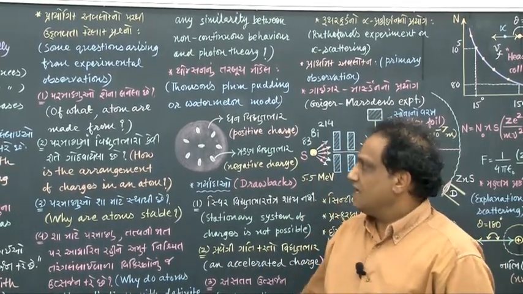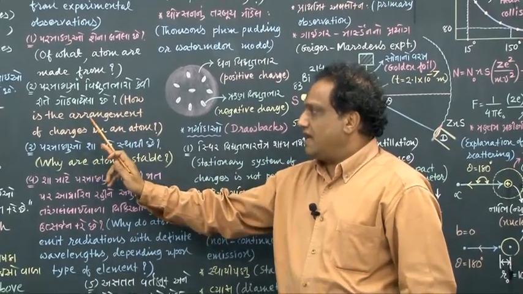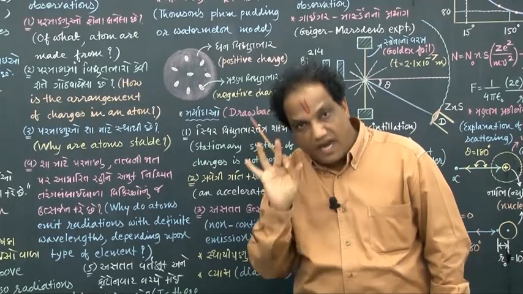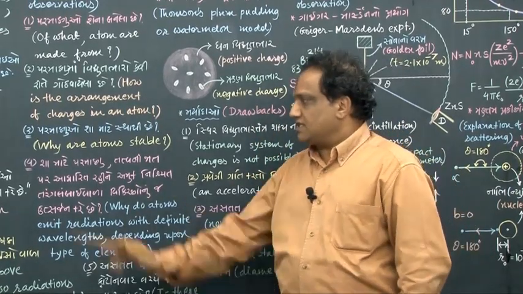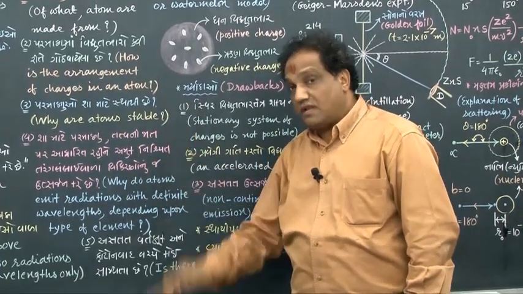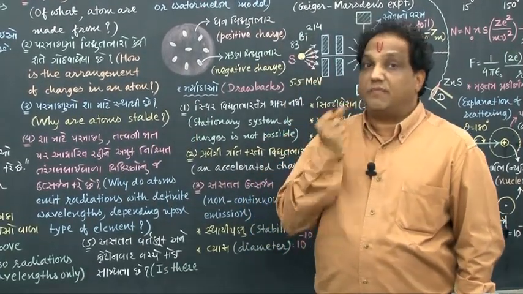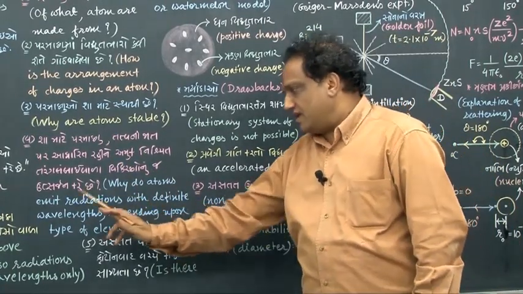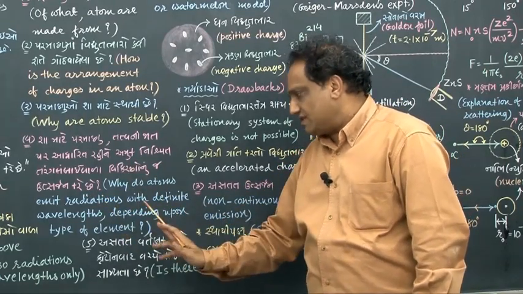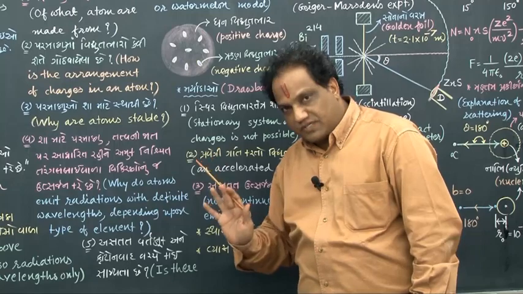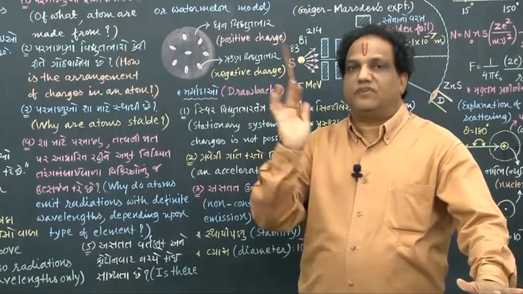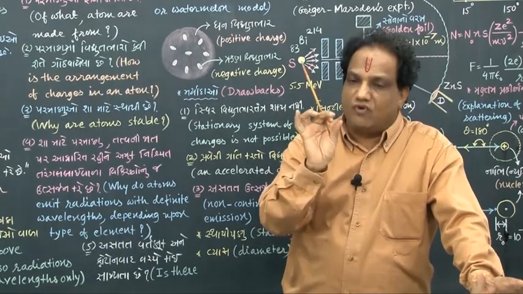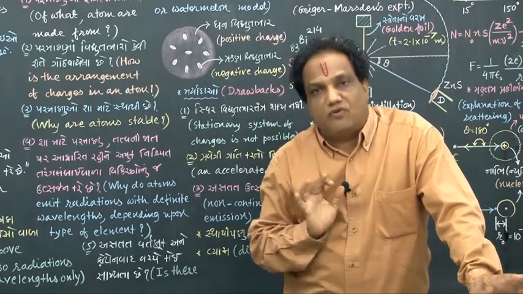Okay, first question. Second question is, how is the arrangement of charges in an atom? What is the arrangement of charge inside the atom? Third question is this: why are atoms stable? What is the reason for the stability of an atom? Number 4, why do atoms emit radiations with definite wavelengths depending upon the type of element? Why not all the radiations with all the wavelengths? Why are radiations with certain wavelengths only emitted from an atom depending upon the type of element?